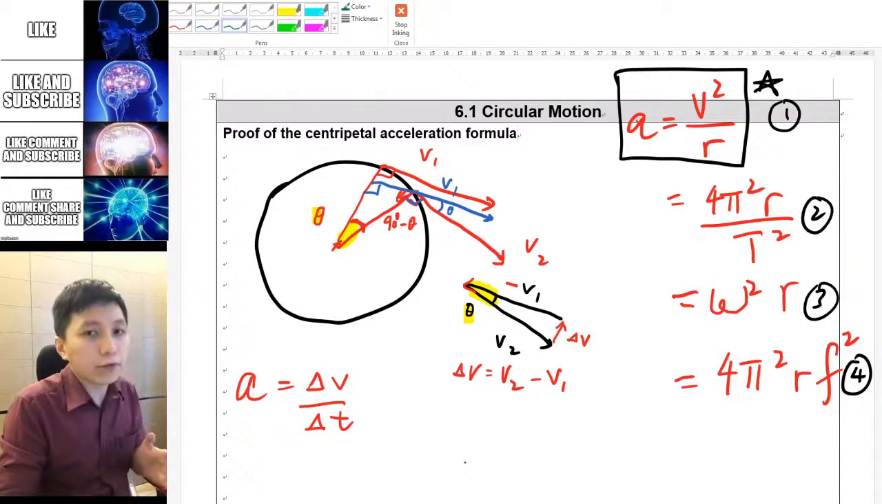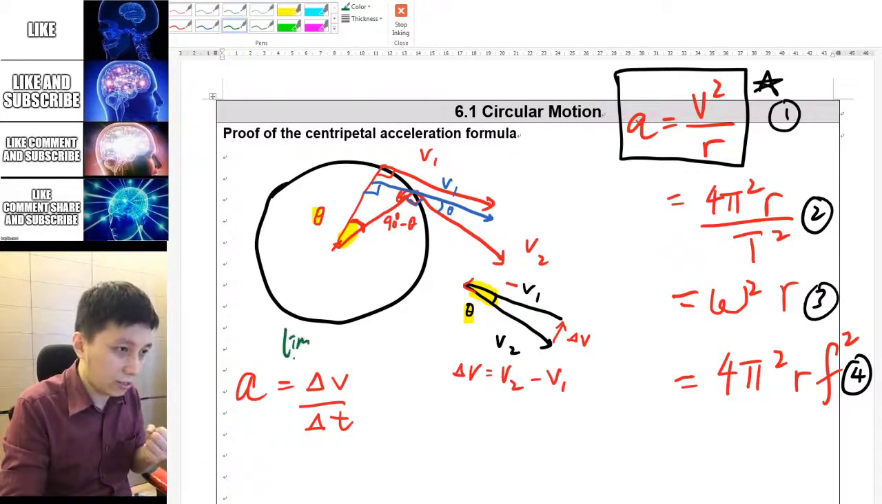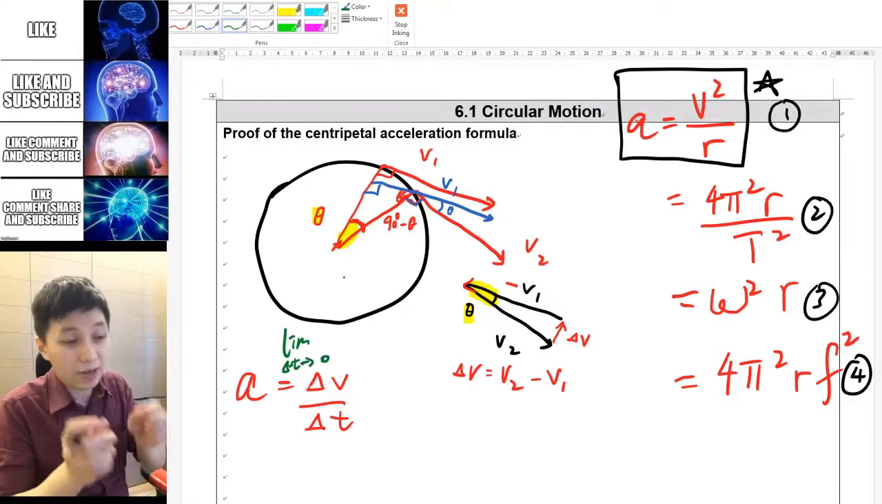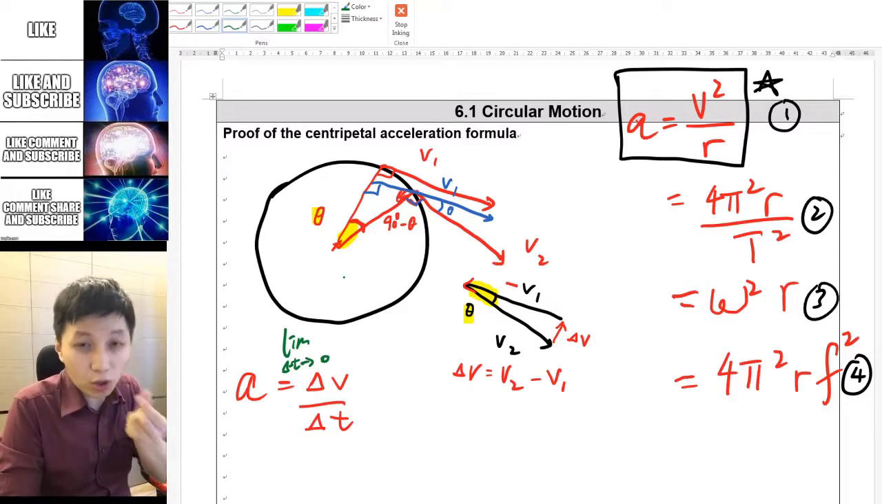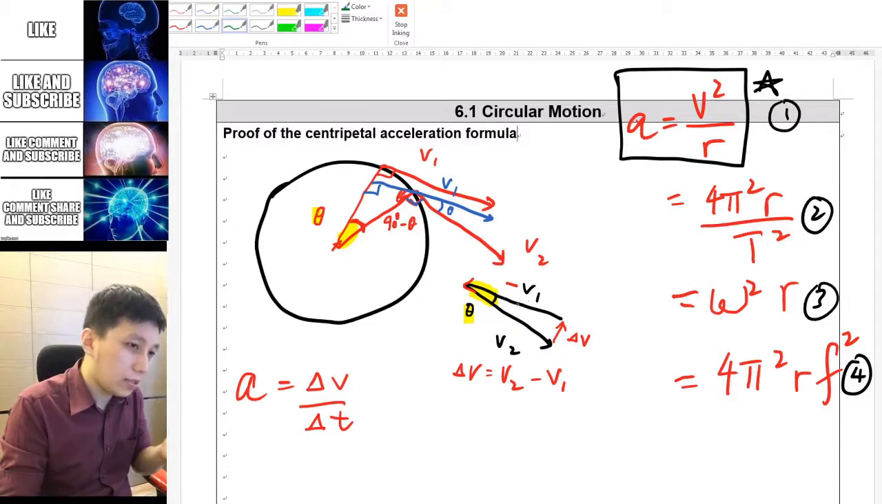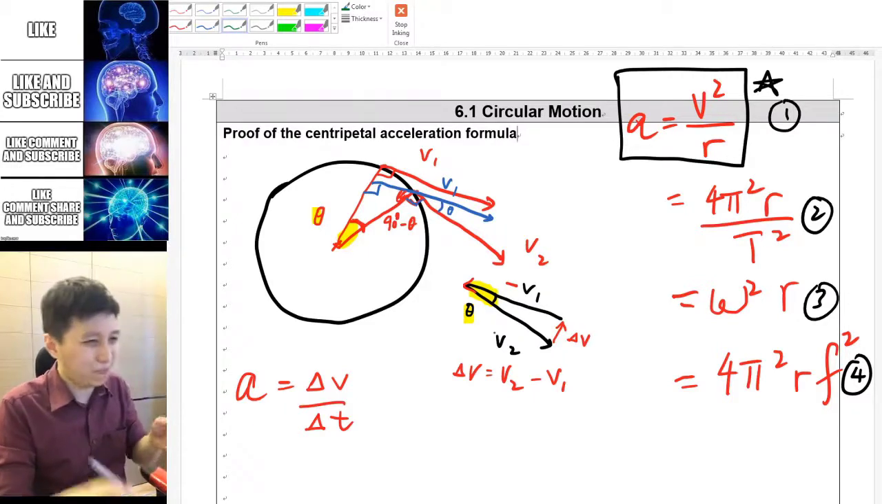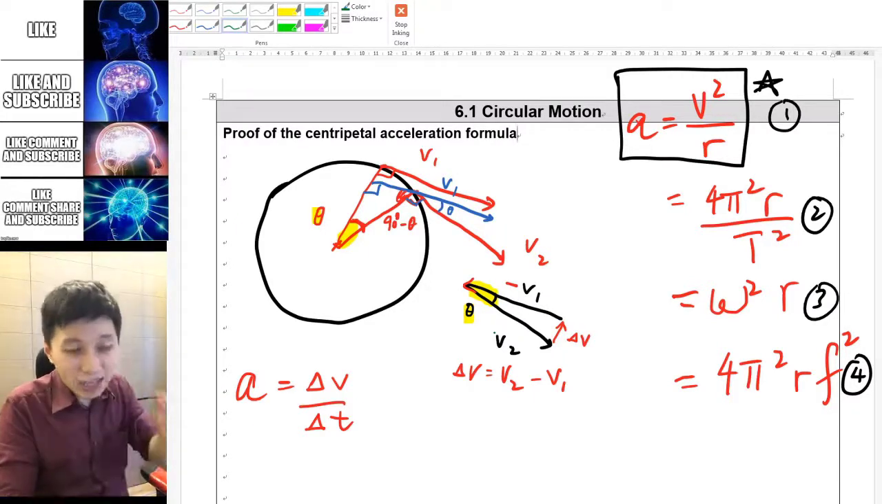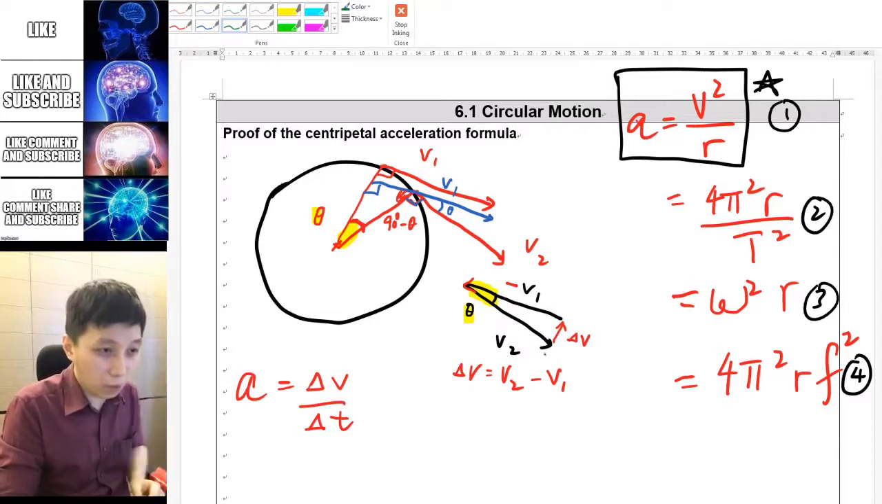At this point, you have to use a very important idea, and that is like what I said. You are trying to take the so-called limit of delta t tends to 0. That means this happened in a very short instant, basically an infinitely small amount of time. So in this case, you can imagine this triangle is basically very, very small, and the angle is also very, very small.